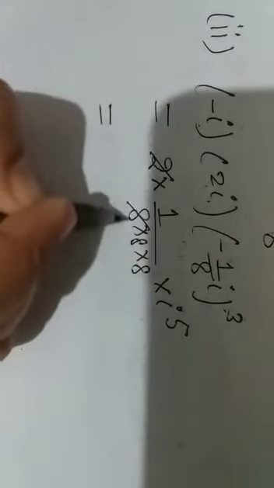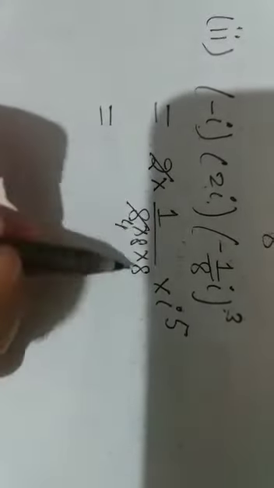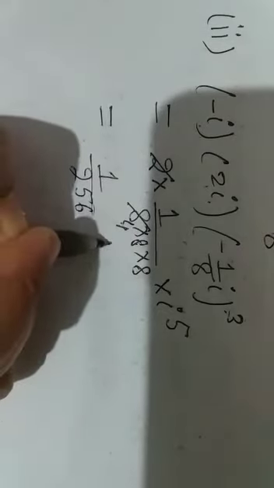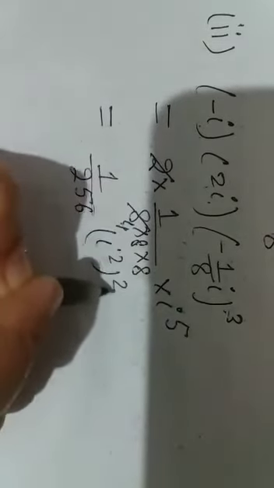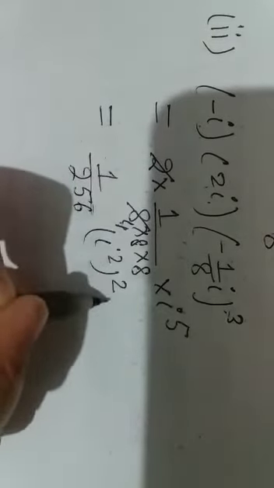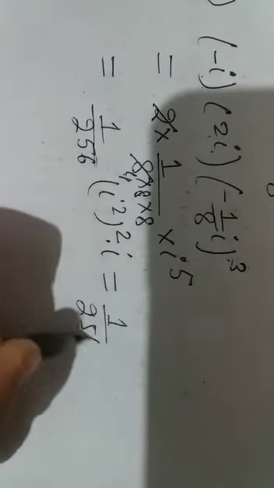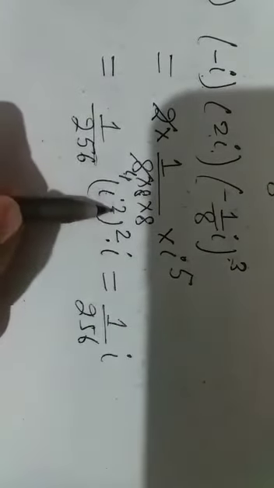So this becomes how much? 2 fours are 8, 8 eights are 64, 4 sixty-fours are 256. So 1 by 256, and this can be written as i square into i. So this can be written as 1 by 256i. Okay, i square is minus 1, minus times plus gives 1, and this becomes i. So in that way we will write in the form of a plus ib.